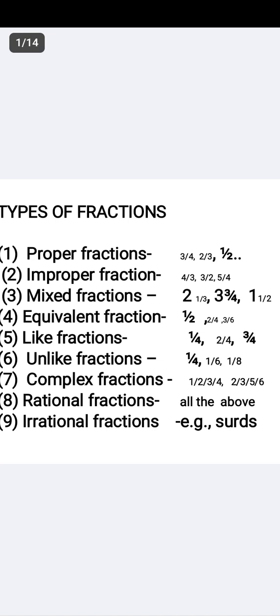Then the irrational fraction is a fraction that contains surds. For example, when you have a fraction like 1 over the square root of 3, that is an irrational fraction. Another example of an irrational fraction is the square root of 5 over 2. Those are fractions that have the property of surds. They are all irrational fractions.